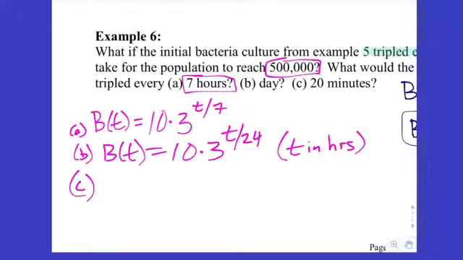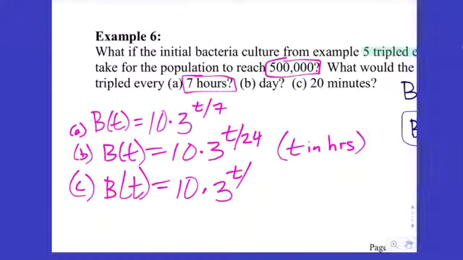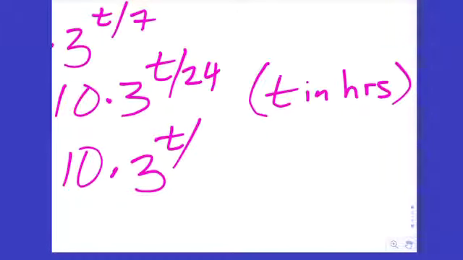Part C. What if it tripled every 20 minutes and we're measuring time in hours? Well, let's see. It's still 10. It's still 3. But now it's t divided by... Oh, yeah, very good. We need to figure out 20 minutes is how many hours? It's 1/3 of an hour. Very good. 20 minutes is 1/3 of an hour. So you would do t divided by 1/3.